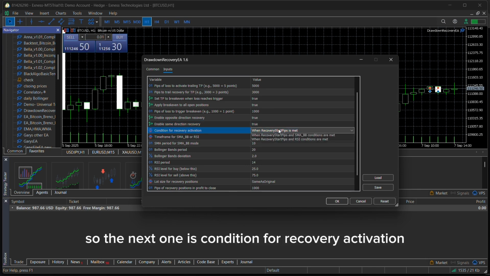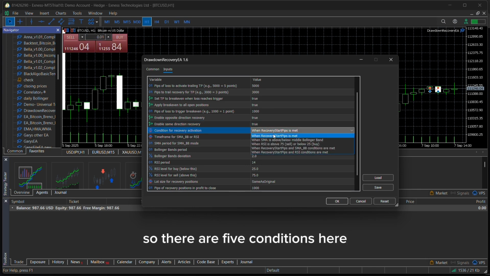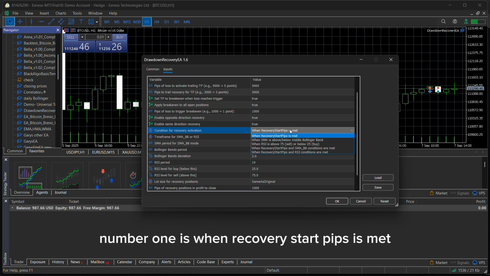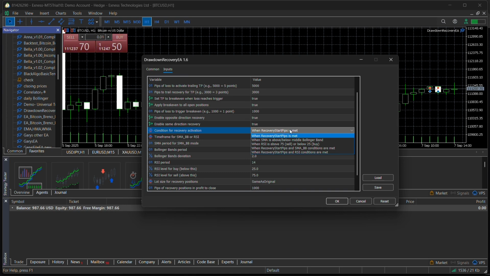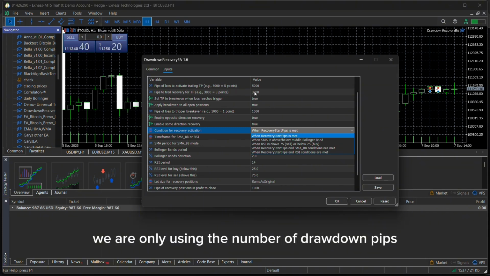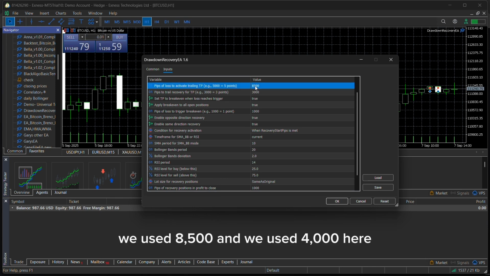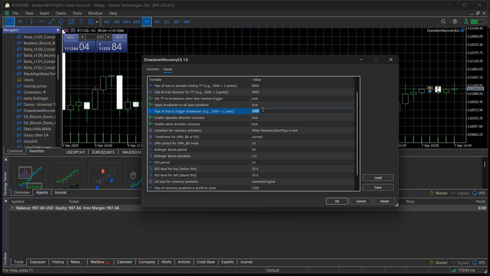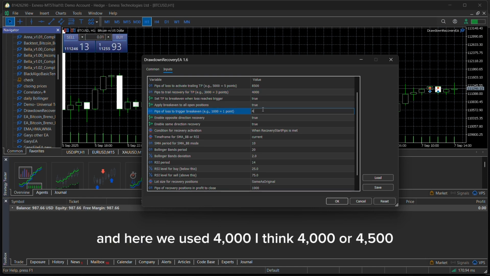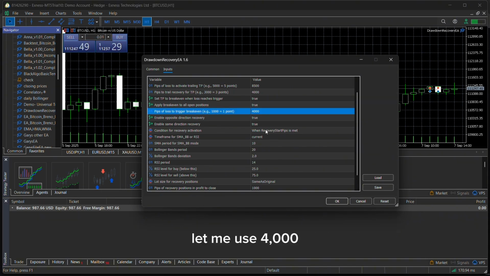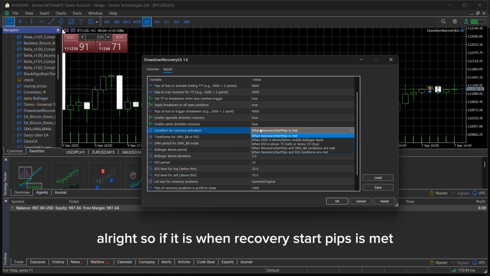So the next one is condition for recovery activation. So there are 5 conditions here. Number 1 is when recovery start pips is met. So in this instance, we are not using Bollinger Band or RSI. We are only using the number of drawdown pips, which is the recovery start pips. We used 8,500 and we used 4,000 here. And here we used 4,000, I think 4,000 or 4,500. Let me use 4,000.